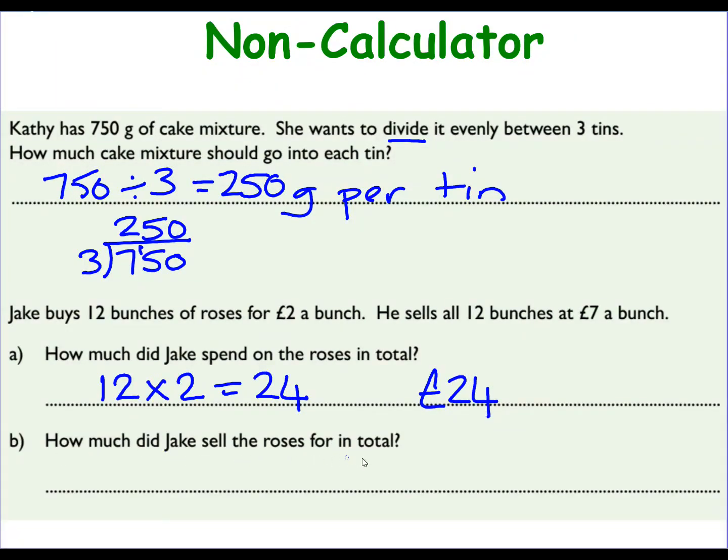How much did Jake sell the roses for in total? So the 12 bunches were sold at £7 each. Now, you might remember that you need to go up to your 12 times table and know that 12 times 7 is 84. If you don't, you could use the box method. So 10 times 7 is 70, 7 times 2 is 14. Add the two numbers together to get 84.